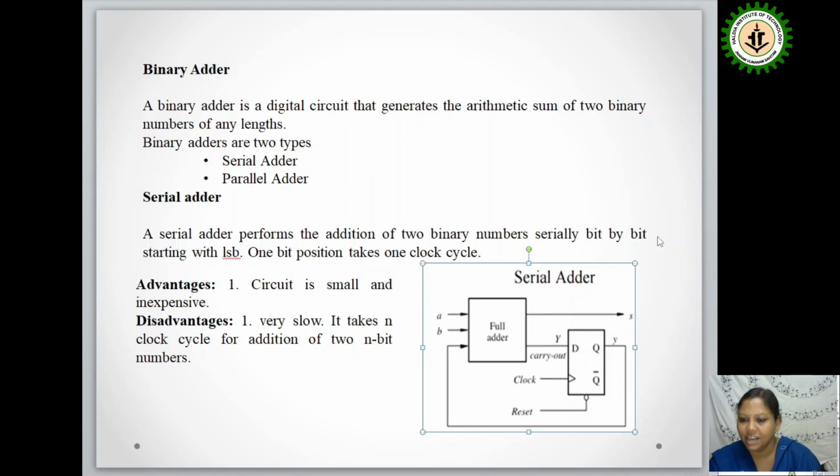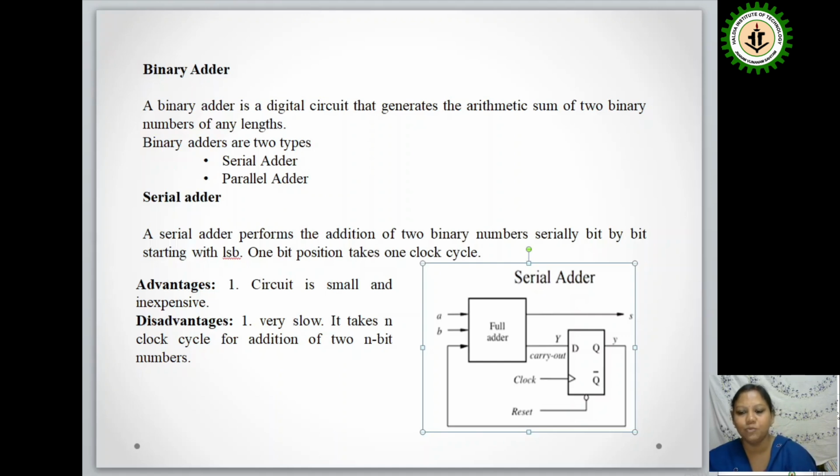So, this is the circuit diagram of the serial adder. To design a serial adder in our system, one full adder circuit is required along with a flip-flop. What is the flip-flop? It is set on the clock, that is a sequential circuit. The full adder takes three inputs: A and B are the two normal inputs, the bit values of the two binary numbers, and the third input for the full adder comes from the output of the flip-flop.